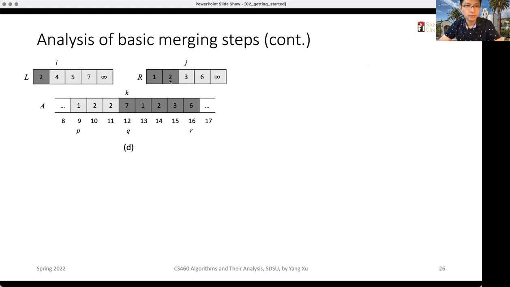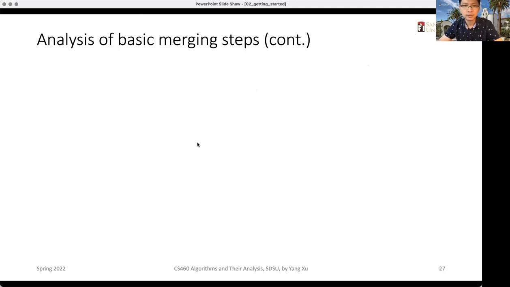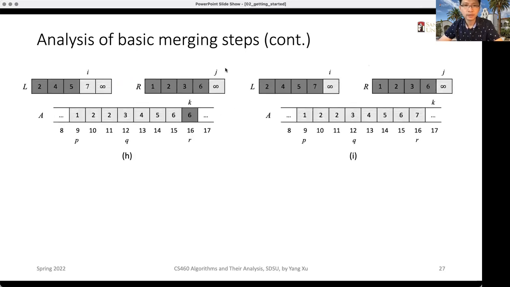Okay, next will also be Rj because 2 is smaller than 4, and next 3, right, Rj, and next we went to Li, next Li 2, okay, next will be Rj. All right, so when Rj hits the infinity sentinel value here, everything left in the left sub-array will be directly copied to the remaining parts of the sub-array here, K. Okay, but it still takes some time depending on how many elements are left in L, right?